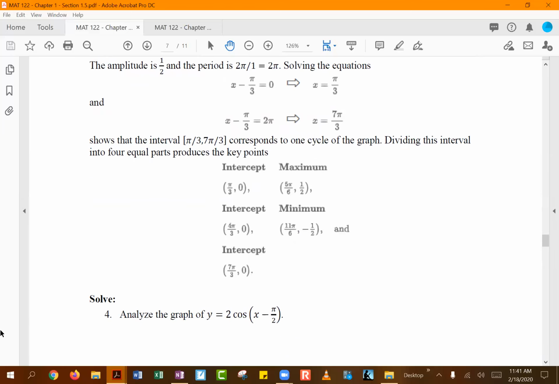What happens when you subtract 7 pi over 3 minus pi over 3? That gives you 2 pi, because it's 6 pi over 3 when you do that subtraction. And then 2 pi divided by 4, because remember, we always break our interval into 4 equal parts, gives pi over 2. So you start with your left endpoint, pi over 3, and for each of these you add pi halves to get the key points.